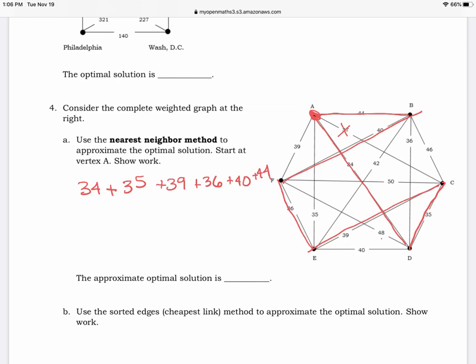Okay, so when I add all those together, I get a number. Sorry, I lost my answer key. And it was 228 units. And if you're concerned about what the circuit is, we could say it's A, B, F, E, C, D, and then of course back to A.